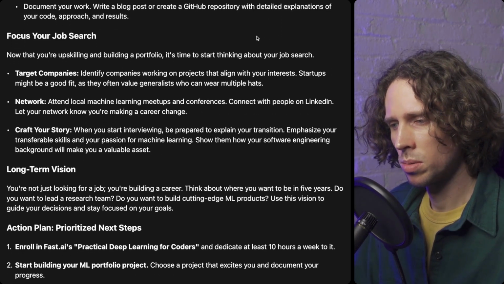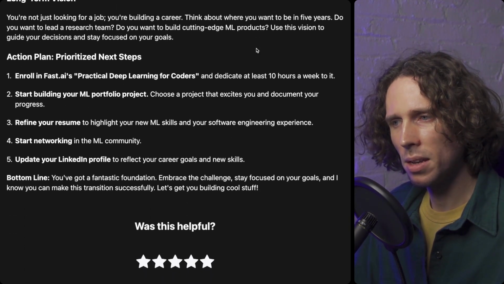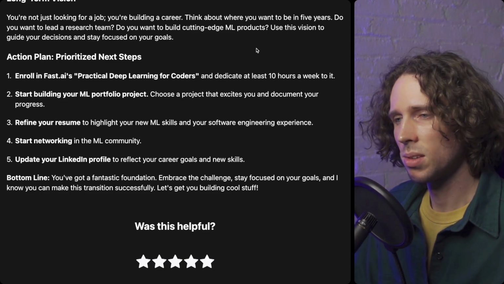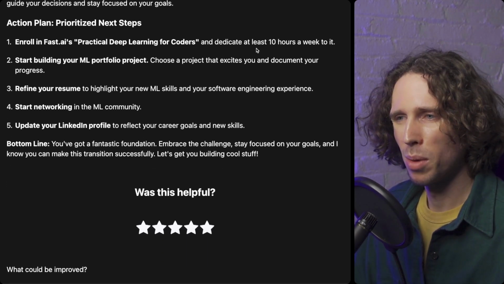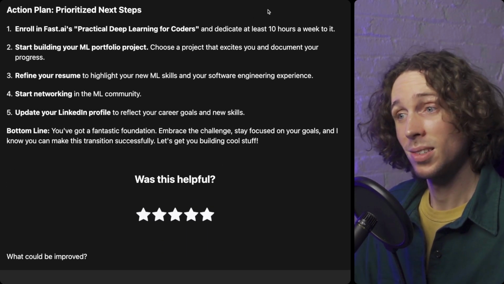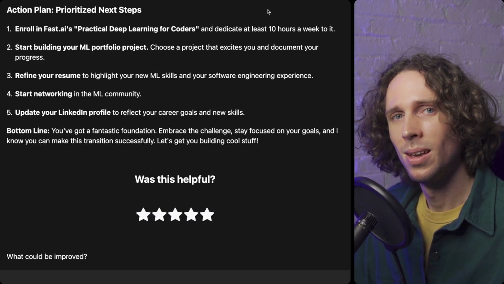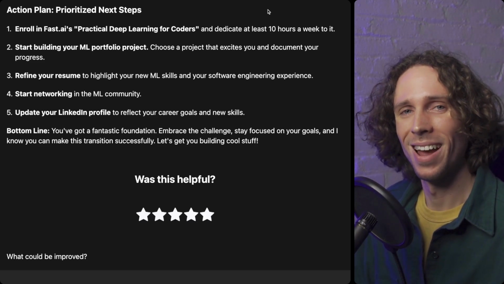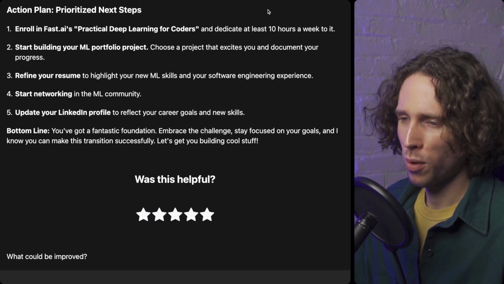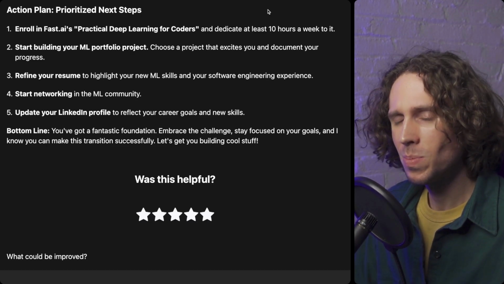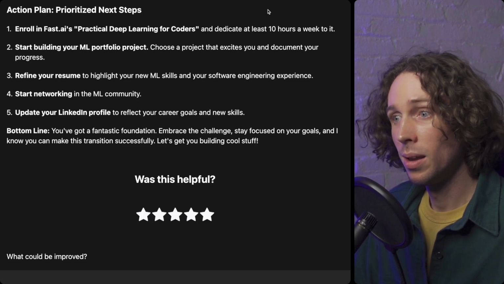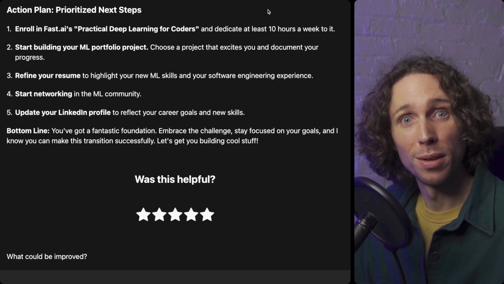Focus your job search, long-term vision, and then at the end it gives you prioritized next steps, which I think is probably the most important part of it. Enroll in Fast AI's Practical Deep Learning for Coders. That's interesting because I'm actually working my way through that now, so it's very relevant. Refine your resume, start networking. Some of it is pretty generic advice, but the first one is actually highly relevant for me.